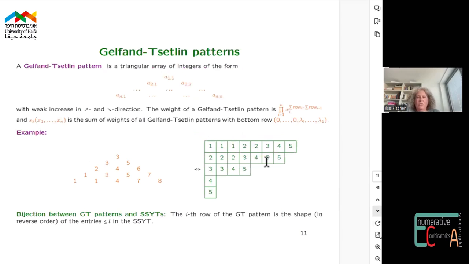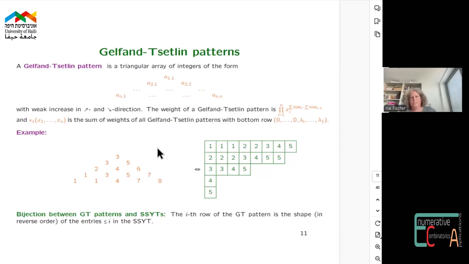But actually, it's not so good to work with tableaux. It's better to work with something called Gelfand-Tsetlin patterns, which are actually equivalent to tableaux. This slide is intended to explain what Gelfand-Tsetlin patterns are, but also indicates a little bit the bijection with semi-standard Young tableaux. A Gelfand-Tsetlin pattern is something very simple. You can immediately look at the example here. You have a triangular array of integers where you have a weak increase in the northeast direction and in the southeast direction, as you have it here.